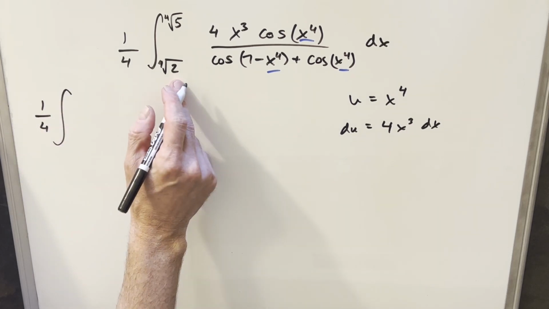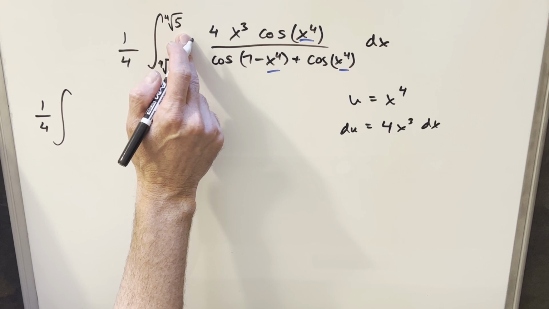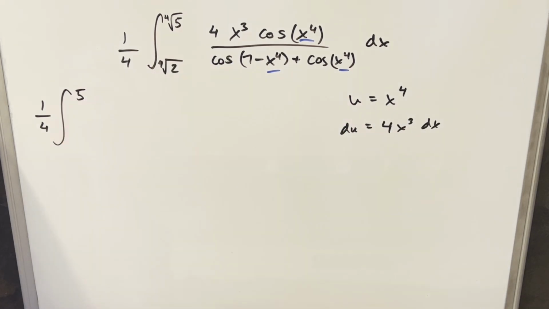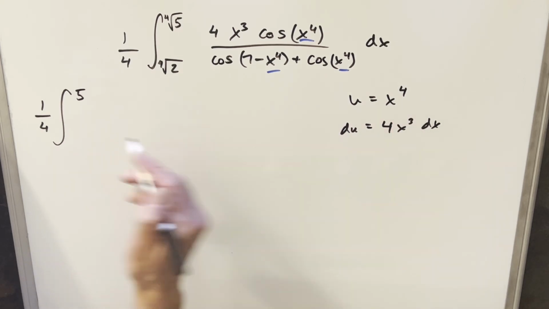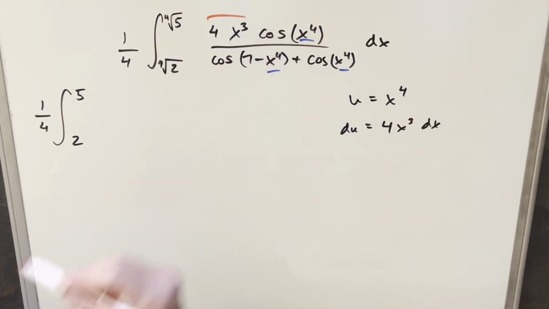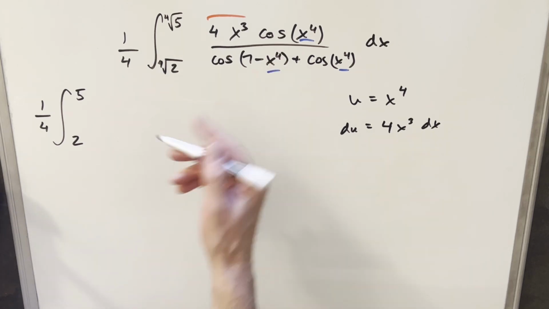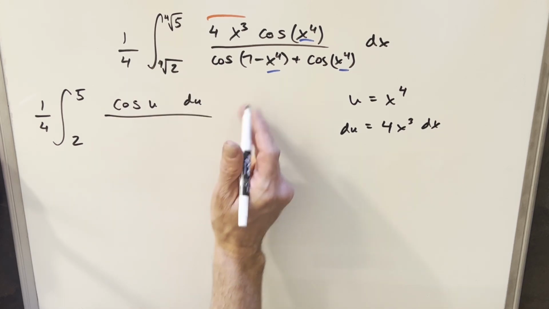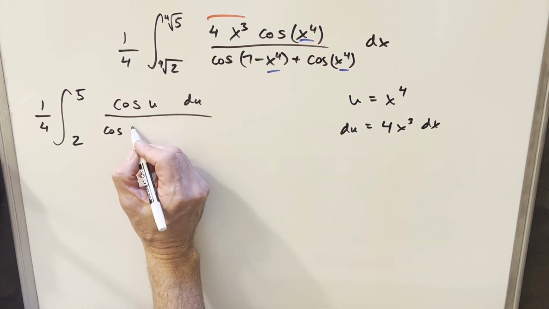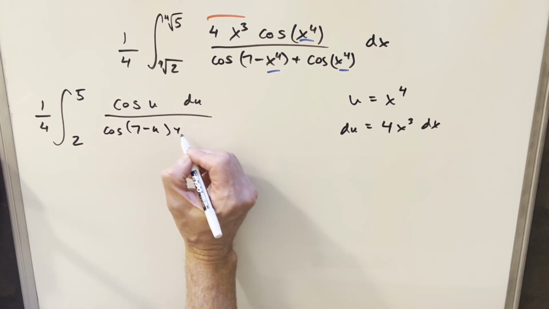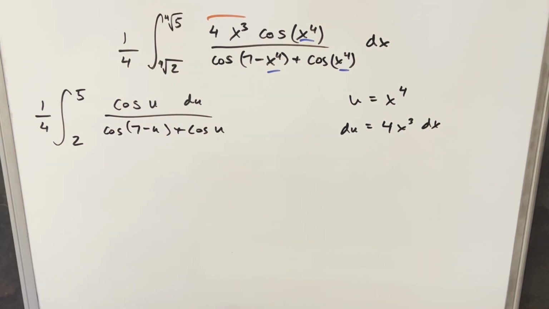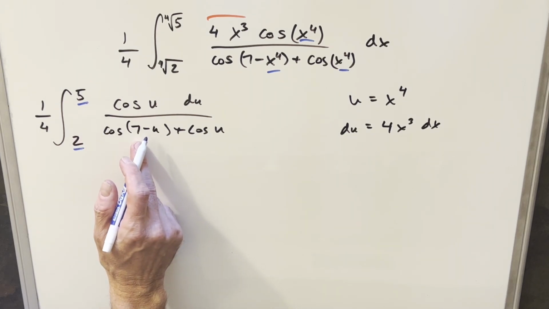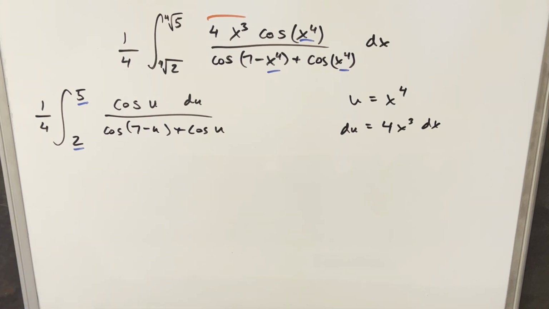The interesting thing with the bounds: if I plug in the 4th root of 5 to x to the 4th, it's going to take the root away and we're just going to end up with 5. And the same thing here, the 4th root of 2 to the 4th is going to give me just 2. Then this piece right here is just our du. So for cosine x to the 4th, we're going to have cosine u du. Now this becomes cosine of 7 minus u, and then we're going to have another cosine of u. And at this point, I'm noticing if we add up these bounds, 5 and 2, we get this 7 here. So it's looking like King's principle is going to work on this.